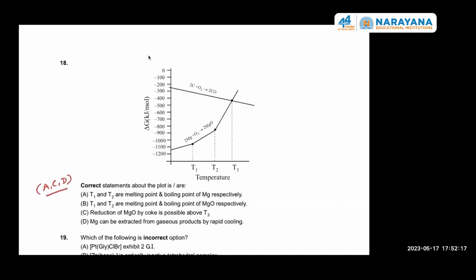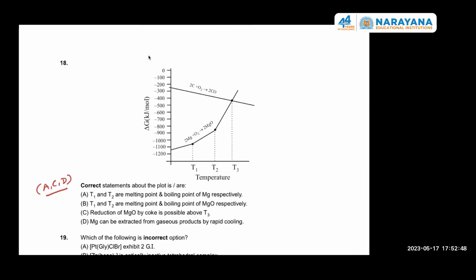Okay. Yes, we can extract magnesium from its gaseous product, it will be obtained in the form of gas. So by rapid cooling, we can extract it, and T1 and T2 are the melting and boiling point of magnesium, not magnesium oxide. Reduction of MgO by coke is possible above T3. That is simple. A and C are very simple points.